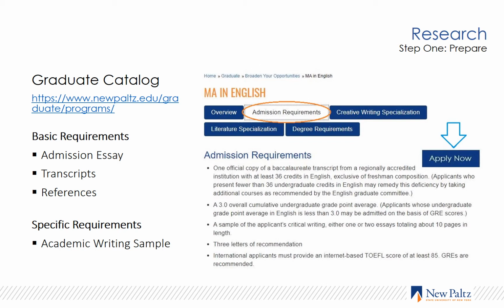So in this example, I see that the MA English program requires official transcripts, a 3.0 GPA, 3 letters of recommendation, and a 10-page writing sample. If I were an international applicant, then I would need to prepare TOEFL or IELTS scores as well. Ready to begin? Let's click the Apply Now button and we'll get started.